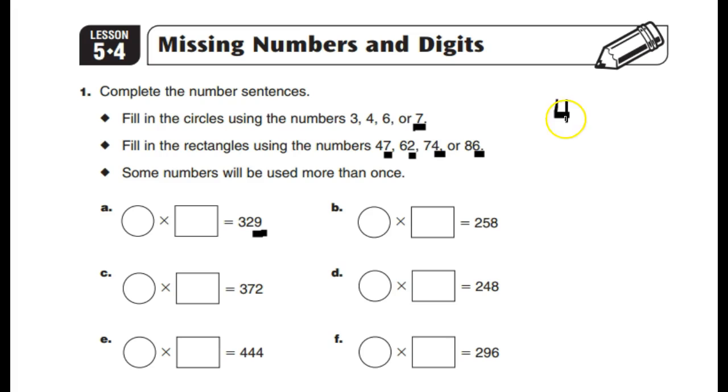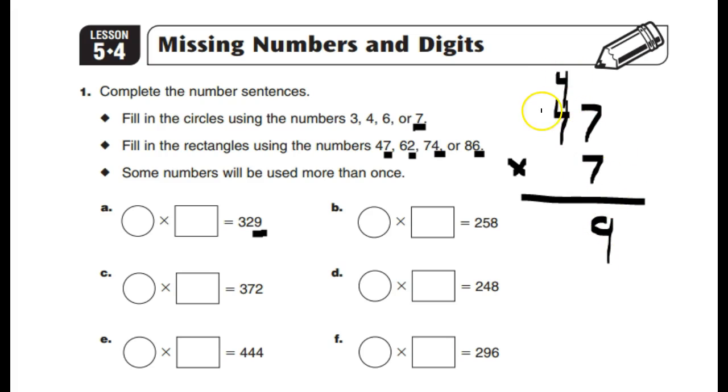So we have 47 times 7, and we get 49 here. 7 times 4 is 28, plus 1, 2, 3, 4 is 32. So our answer is 329, which is what our answer is over here. So I know that A is going to be 7 times 47.